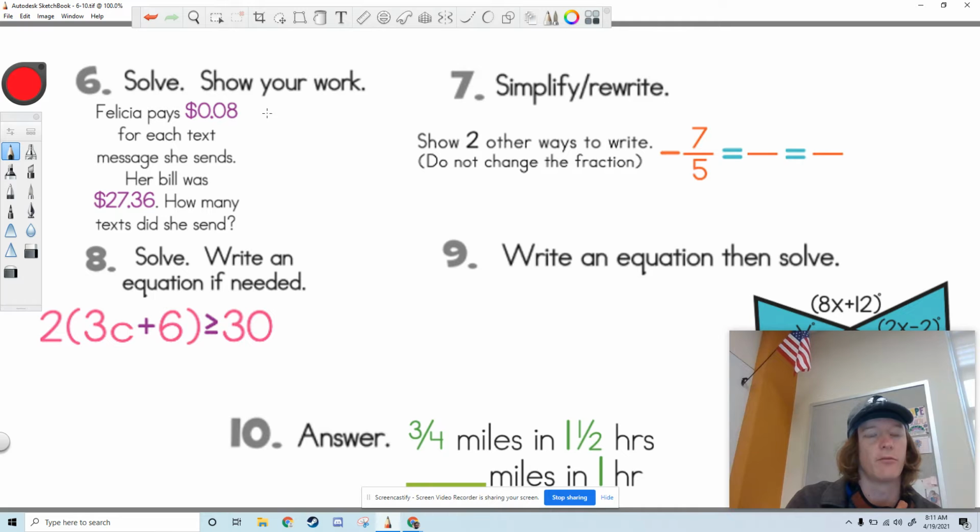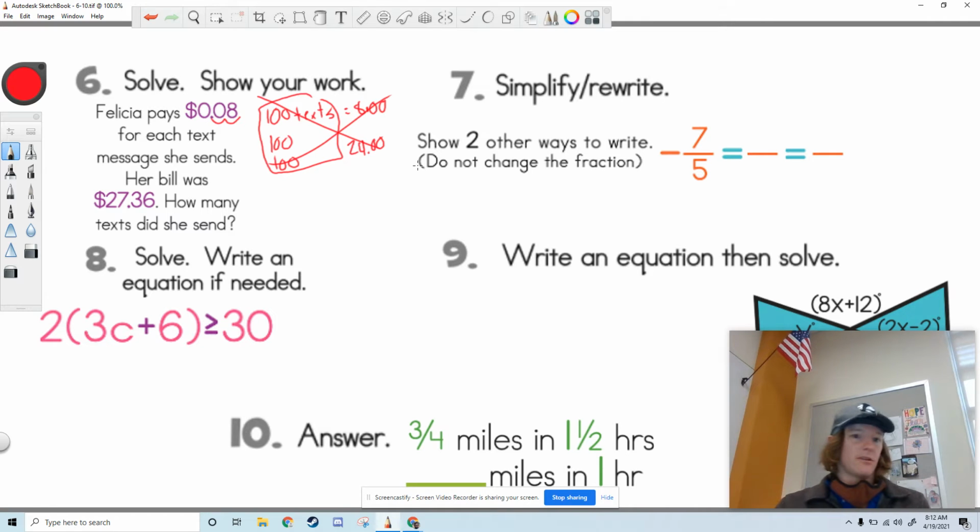I know that 100 texts would equal $8 because you just do times 100. So another 100 and another 100 would be a total of $24. Now we've got to just figure out $3.36.